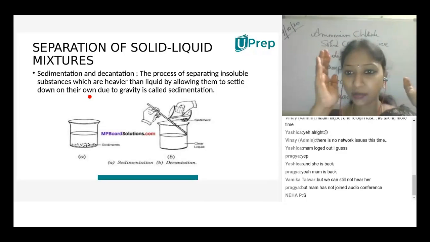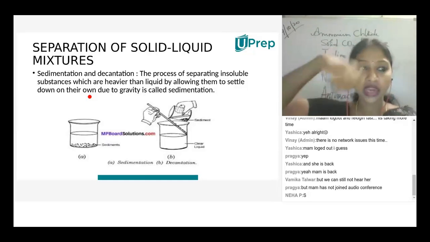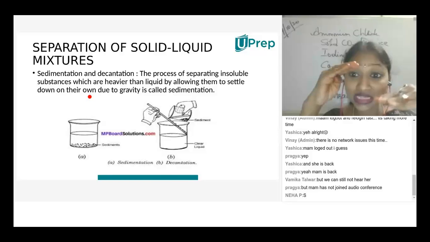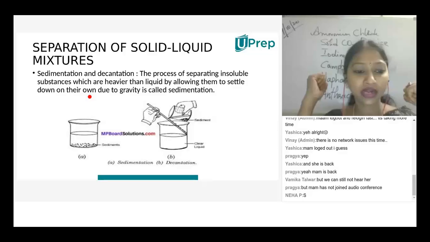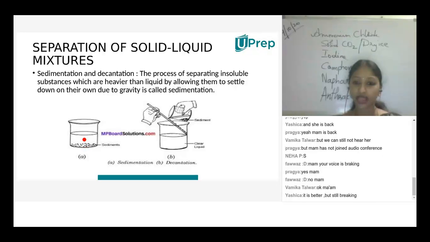When we take a beaker containing water and add a few grams of sand to it, and stir it with the help of a glass rod and leave it aside, we find that the sand settles at the bottom after some time. Yes or no, children? When you mix sand in water, it settles at the bottom. That settling of the sand at the bottom is known as sediment. We can find the sediments over here: solid sediments at the bottom, and here is the liquid.